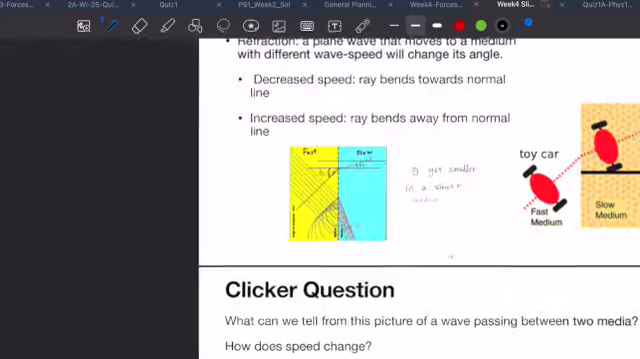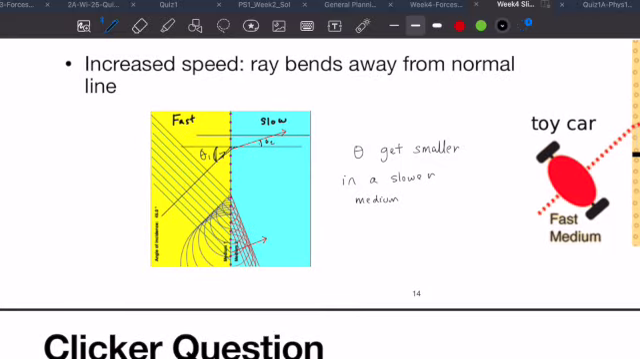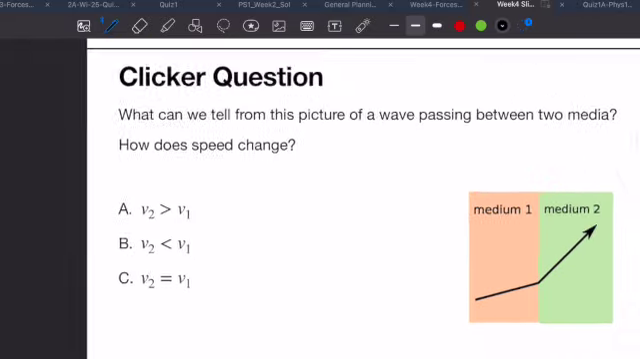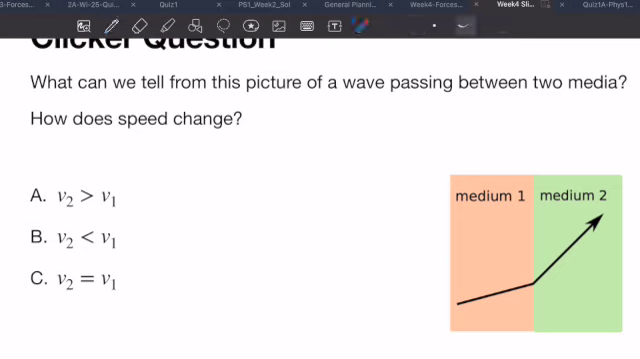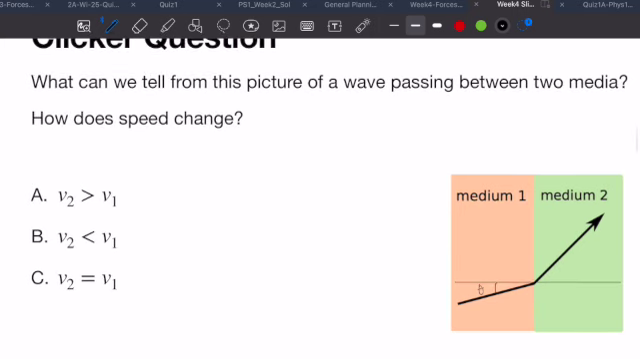Okay, so using this knowledge, let's see if you all can answer this next question. What can you tell from the picture about the wave that's passing from medium 1 to medium 2? And I want you to pause the video and I want you to think through the two angles. So here's theta 1 and here's theta 2.